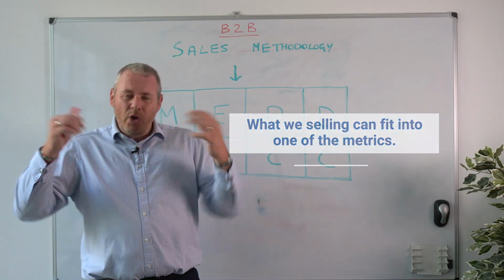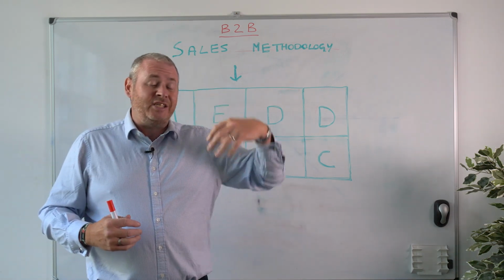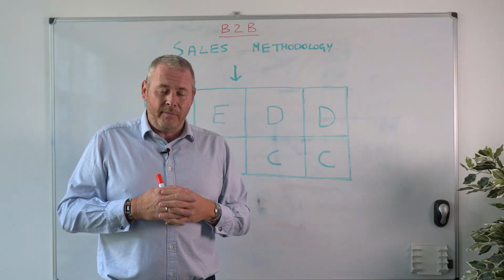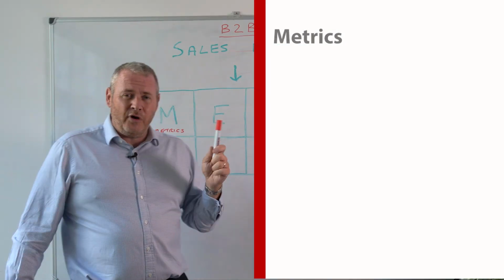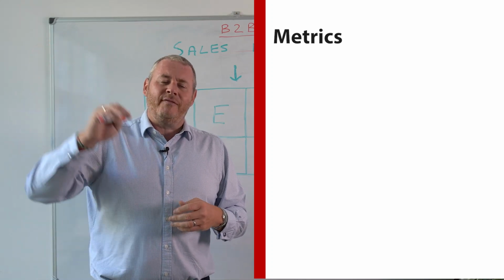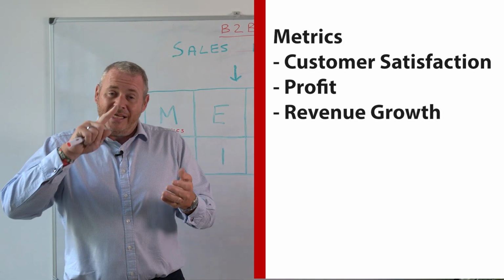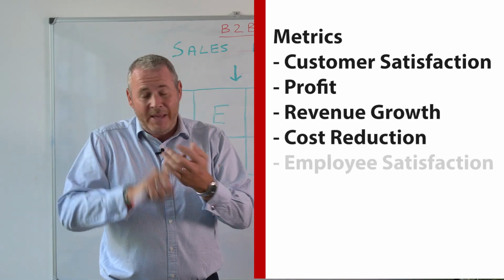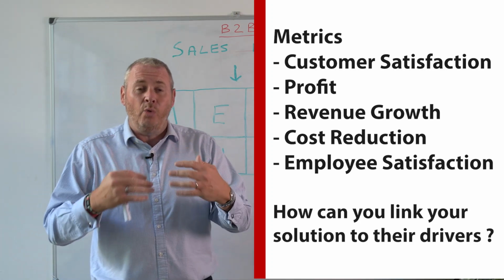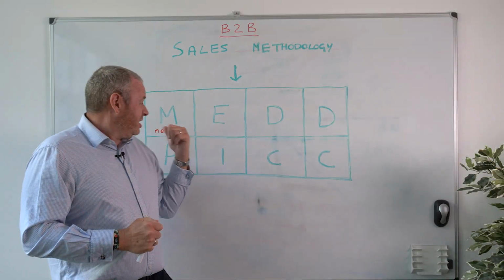The problem is when you're working with big organizations, if you don't tie in what you do to some of the bigger strategy and goals that they have, you're never going to be able to connect and do the work with them. So focus on the metrics firstly that are critical for your buyer or potential buyer. What are the things that they're driving to? Is it customer satisfaction? Is it profit? Is it revenue growth? Is it cost reduction? Is it employee satisfaction? What are the drivers and the metrics that they hold themselves to account for that you can link your solution into and that your solution is vital for?